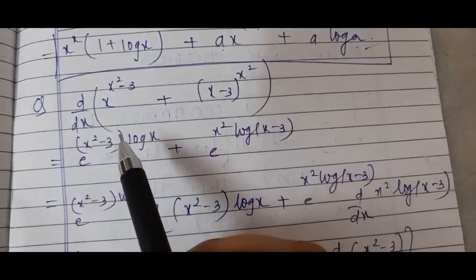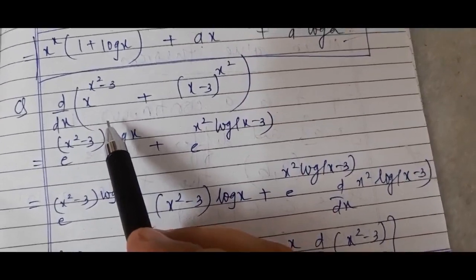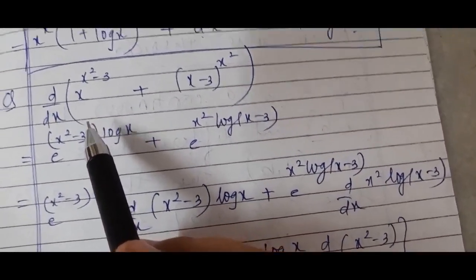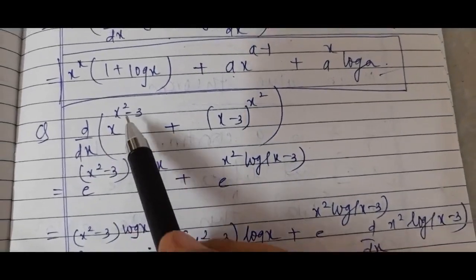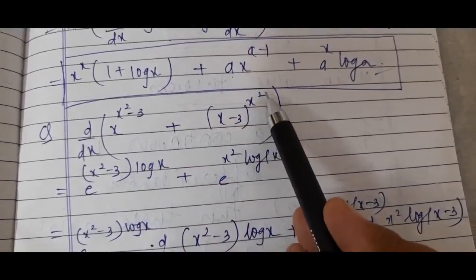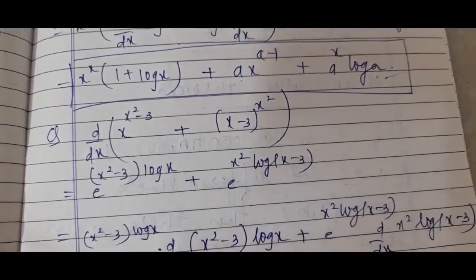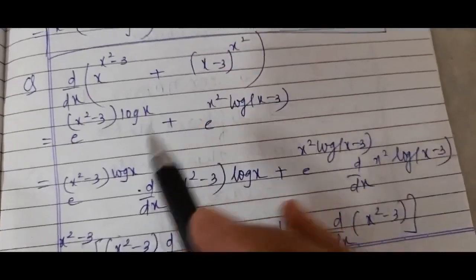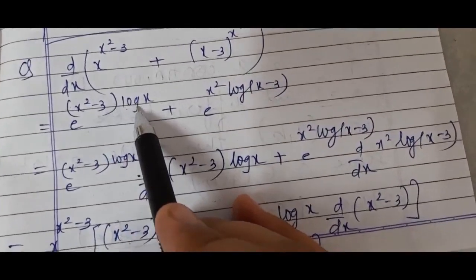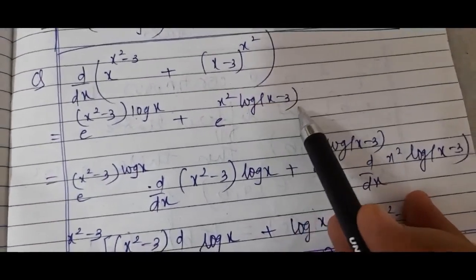Good morning, students. Today in this session we will start with our miscellaneous exercise of chapter number 5, from question number 11, that is d by dx of x raised to x square minus 3 plus x minus 3 raised to x square. So we have to differentiate this given function. We will write in the exponential form as e raised to x square minus 3 into log x plus e raised to x square into log of x minus 3.